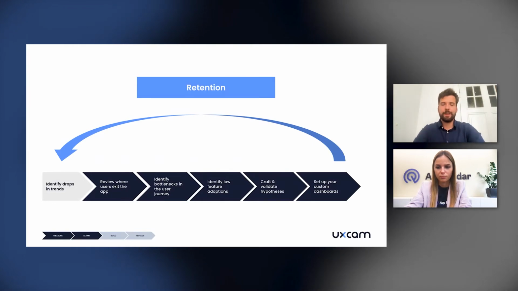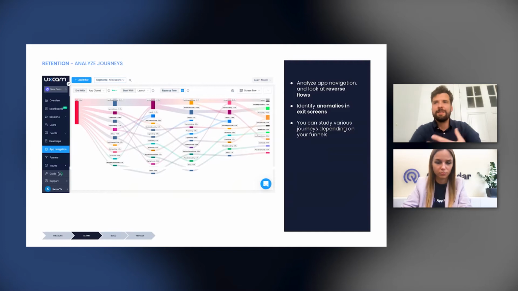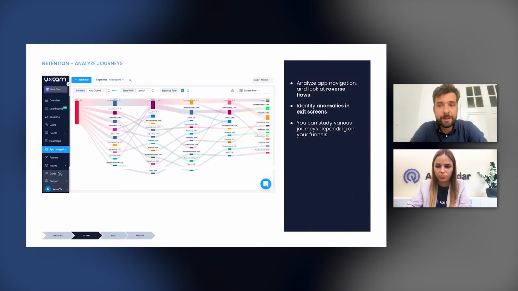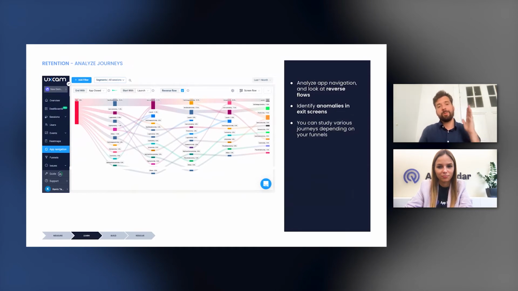But again, let's look at a quick example of how this looks in real life, how this works. As we said, the first step is to analyze the journeys. So in UXCam, we have something called app navigation, which will help you to see how users are navigating through the app. Again, this can look a little bit daunting at first, but what is good is that you can track different journeys, because you can set what should be the starting screen that you want to analyze and what should be the ending screen, as we are analyzing retention, right? And depending on the size of your app, you can have multiple journeys that you're optimizing.